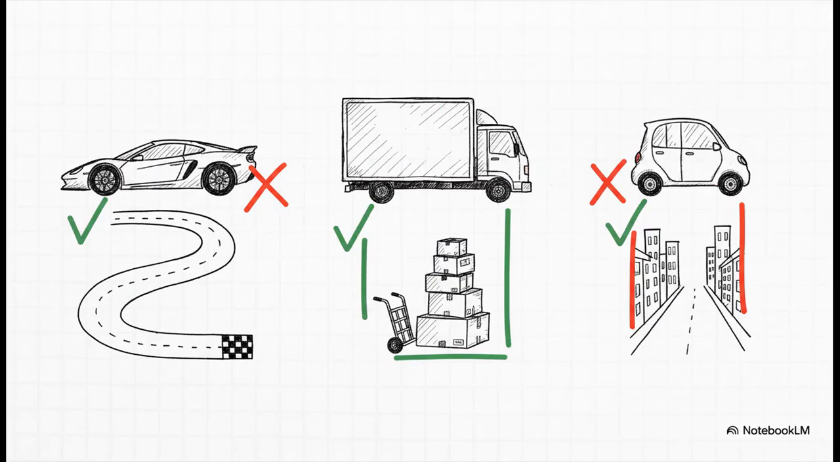Now, here's the crucial point. There is no single best architecture style. Think of them like different kinds of vehicles. You wouldn't use a sports car to haul furniture, right? And you wouldn't use a moving truck to compete in a road race. Each style has its own strengths and weaknesses, its own set of trade-offs. An architect's job is really to choose the right style for the specific problem they're trying to solve.